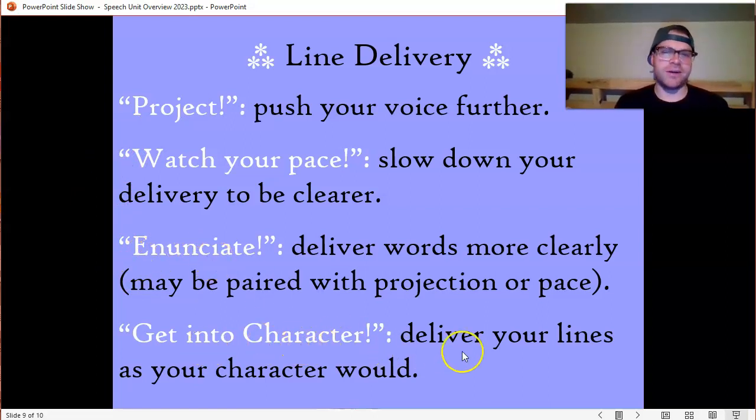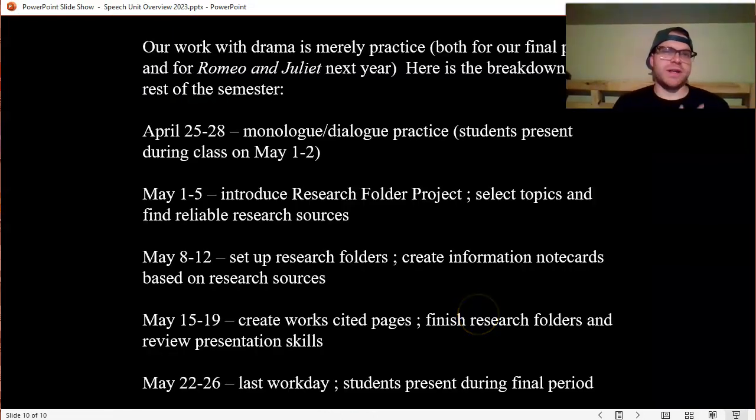"Get into character." If I'm ever yelling that at my actors, like through our school drama program, that just means that they're not delivering their lines as their character would. They might be kind of delivering them as themselves, but not really getting into their character's emotions or personality. As you guys are practicing here, you will have a character to play, and so you'll have to think through how your character would sound. How does your character speak? How does your character act? How does your character move? And so on.